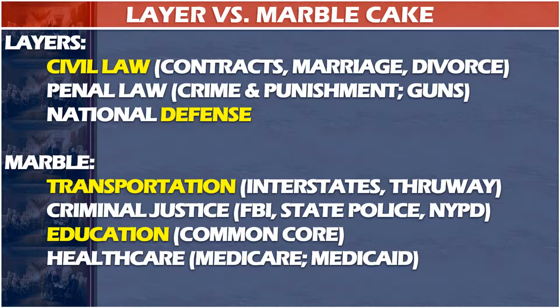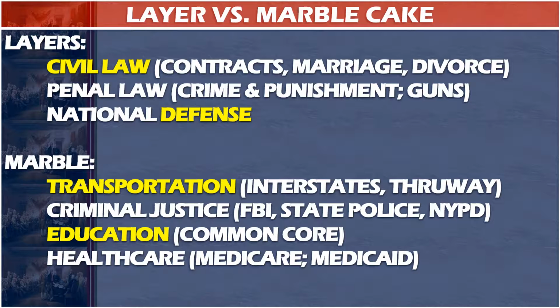Now, another one is national defense. Although the National Guard is kind of operated by the states, really the national government plays the primary role here. And usually there's a deference to that in these matters. So what areas are more mixed? Well, as I said before, transportation, with interstates, meaning national roads, versus throughways, which may be operated by the states and have tolls collected on them. Criminal justice, where you have the FBI, the state police, the NYPD, where you have the national, state, and local governments involved. Education, and the best example of this is Common Core, which was kind of subsidized by the national government.